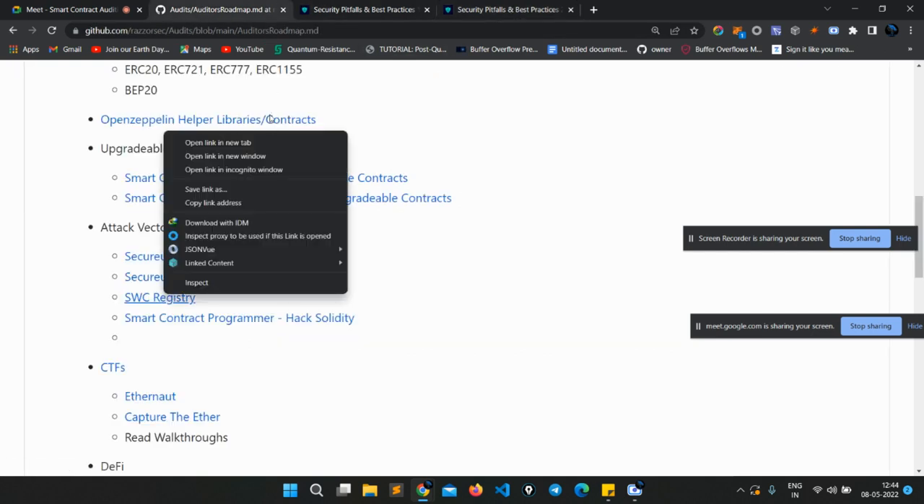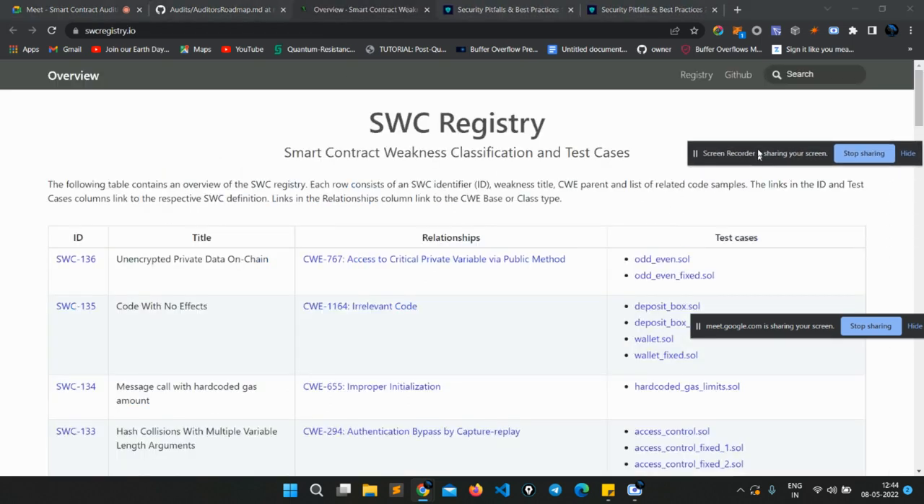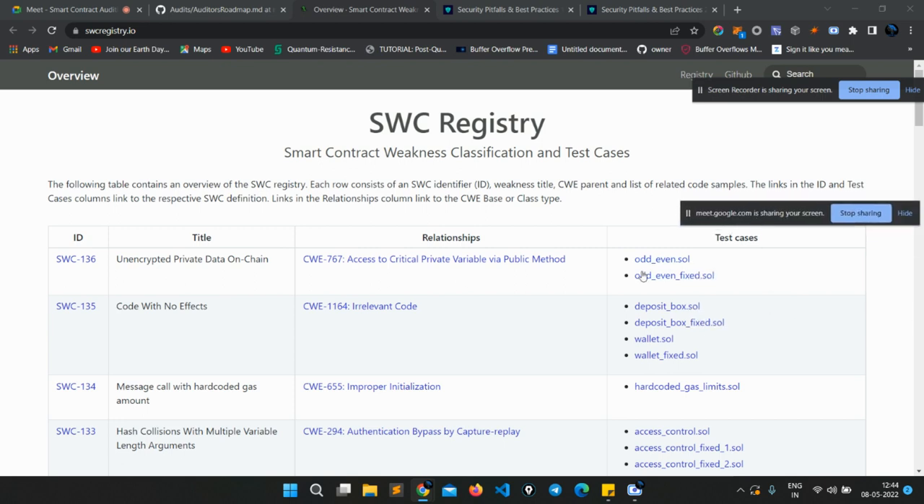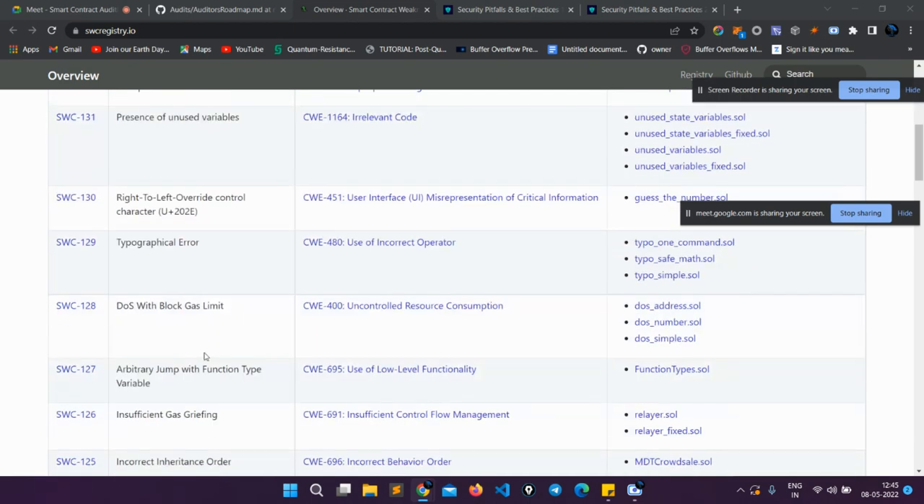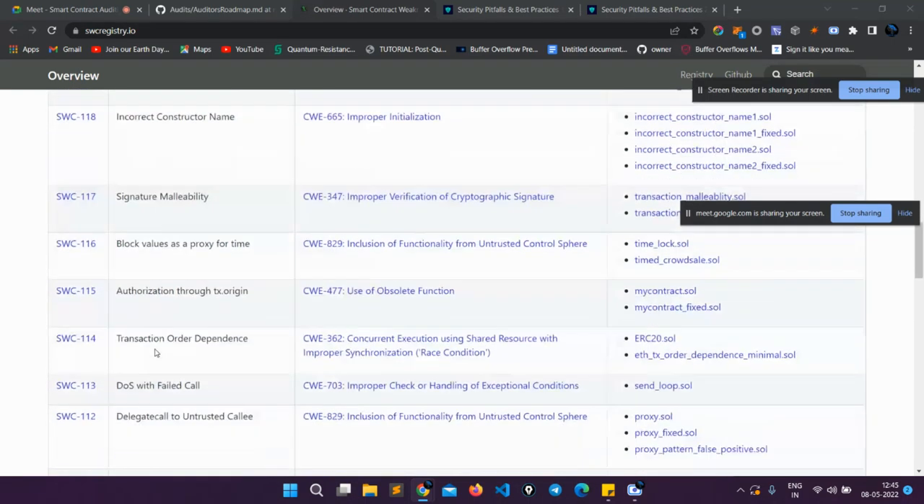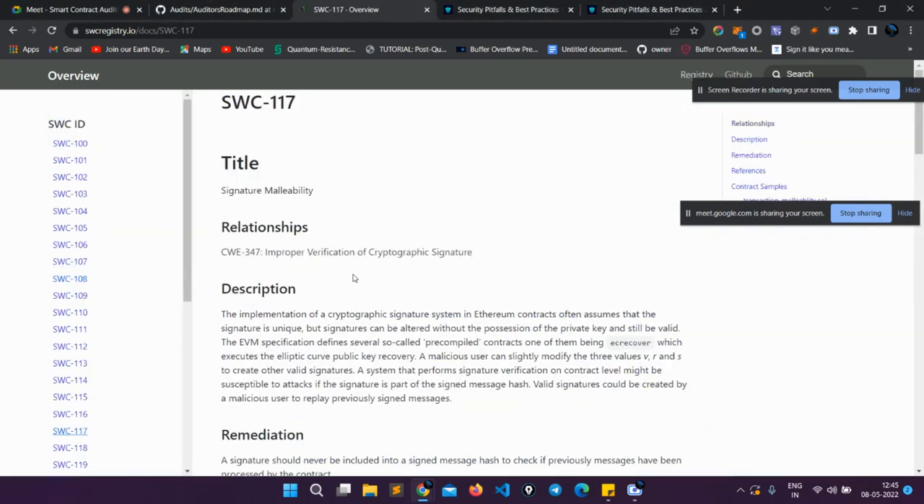But even so, we can go ahead and go to the SWC registry, right? It contains the weaknesses and the vectors that can be there around a Solidity based project. So this is what you are supposed to learn, right? Go ahead and just click on, let's pick one. Let's take a good one. Let's take signature malleability, SWC 117.